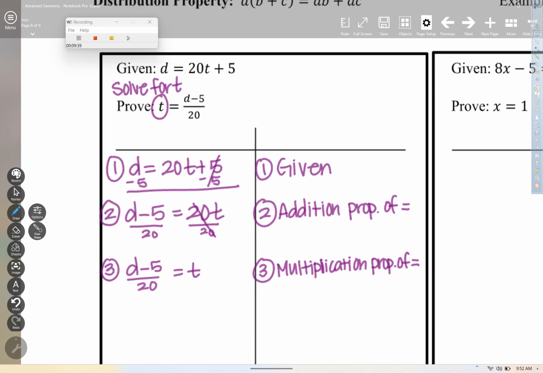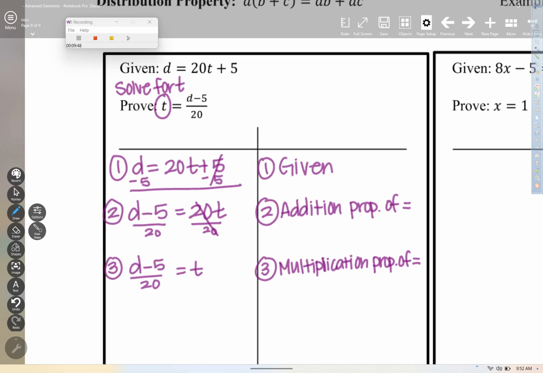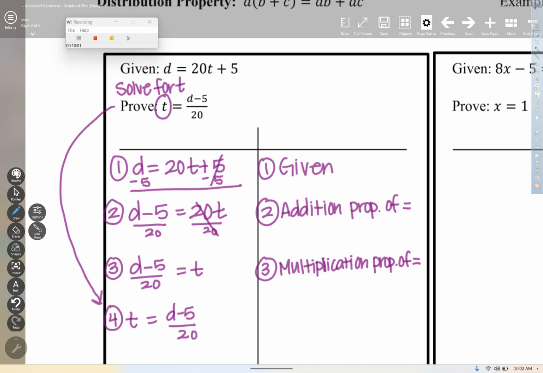And we're not quite done, because if you notice, the t is actually on the left side, where right now I have it solved for the right side. So using the symmetric property, I can flip-flop what's on each side of the equal sign. So I have t is equal to d minus 5 over 20. And now it looks exactly like the proof. It has to look the exact same at the end, otherwise we are wrong. And that is called symmetric property of equality. And we are finished.